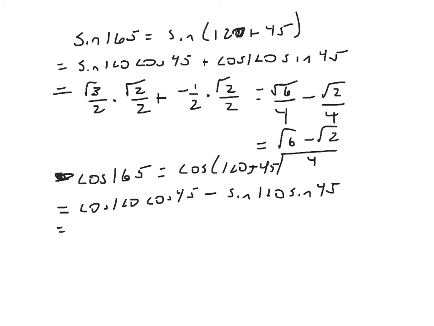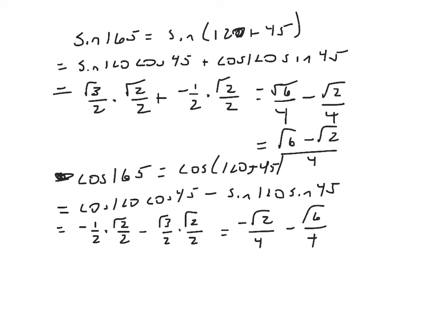So now that's going to be the cosine of 120. Go to your table. That is negative 1/2 times radical 2 over 2 minus the sine of 120 is radical 3 over 2, radical 2 over 2. That gives me negative radical 2 over 4 minus radical 6 over 4. And if I combine that, that gives me negative radical 2 minus radical 6 all over 4. So that's my exact answer for the cosine of 165.